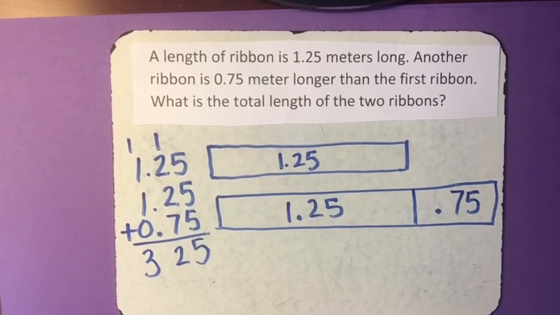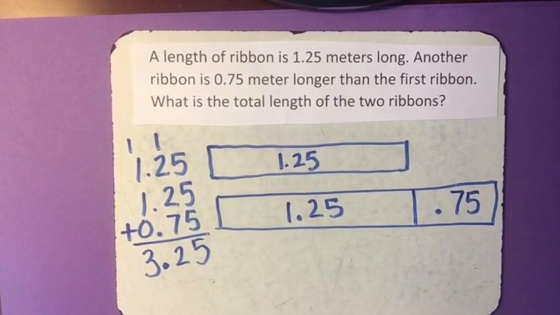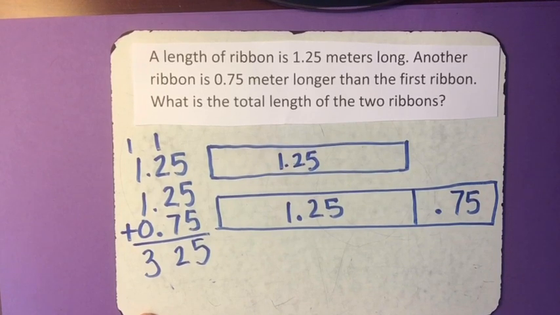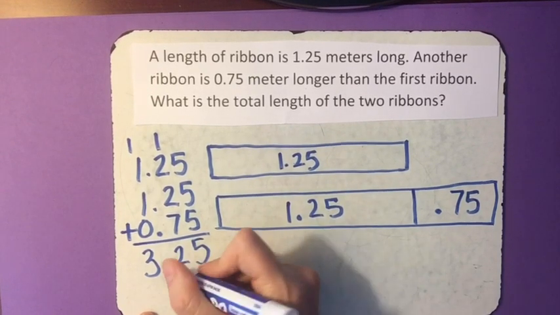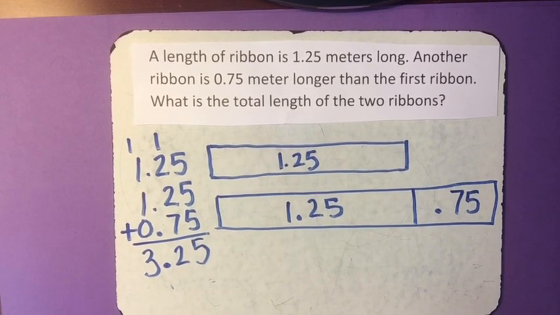So I've added correctly, but I've forgotten to do something. What have I forgotten to do? My decimal point, you are right. I forgot to put my decimal point. And once you see this number without the decimal point, you can see how wrong it looks when we're adding decimal fractions, right? So our answer is 3 25/100. So that's the length that the ribbons are all together, the total length of the two ribbons.